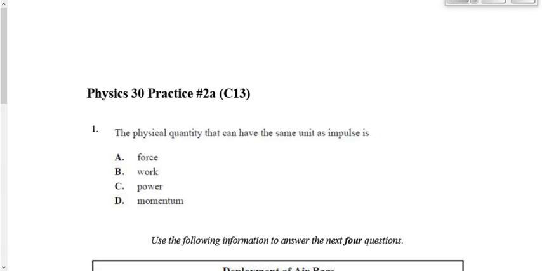Practice question set 2A in preparation for quiz number 2 tomorrow here.